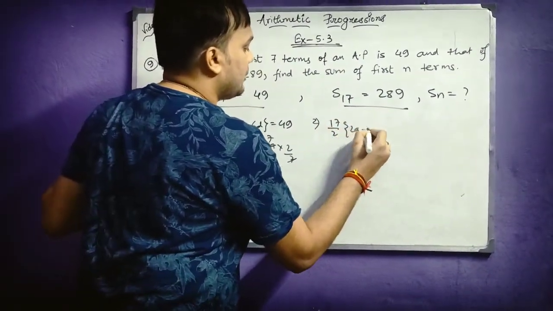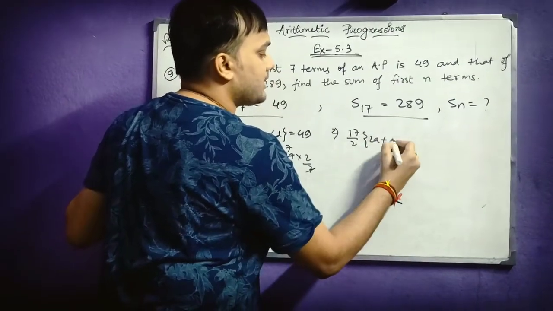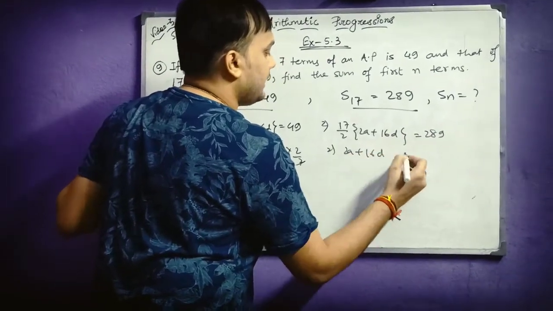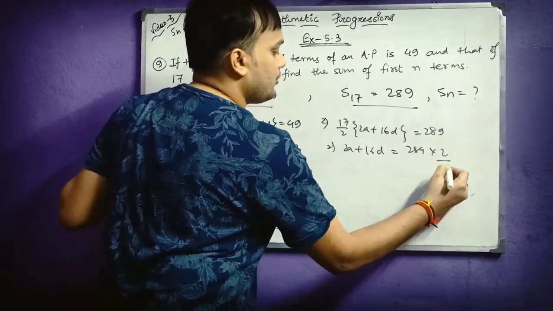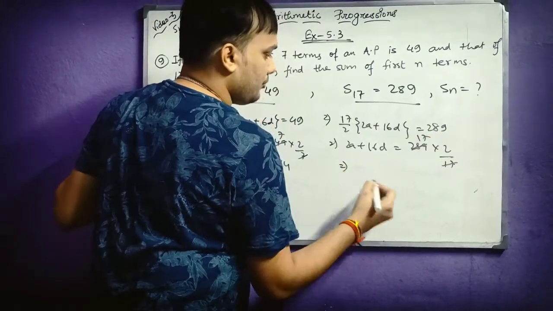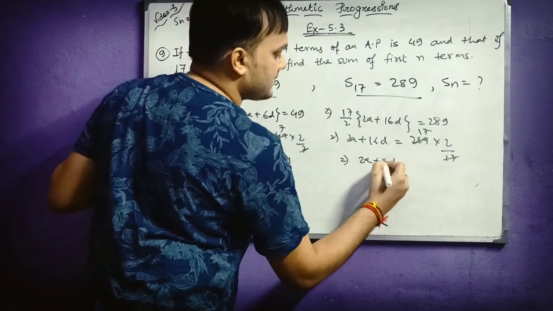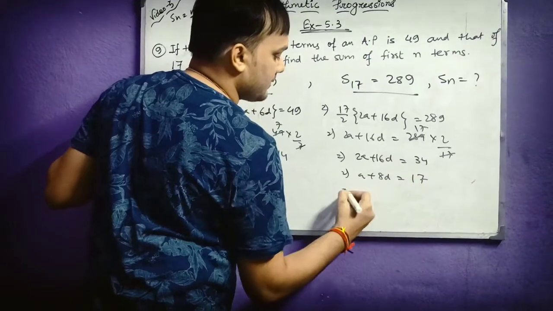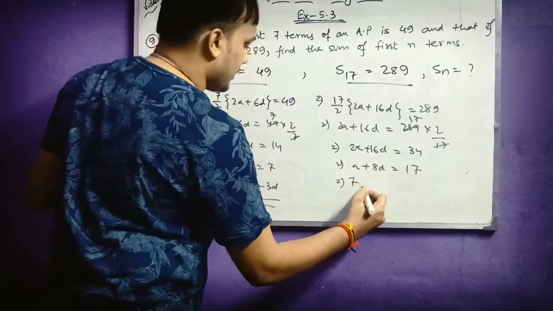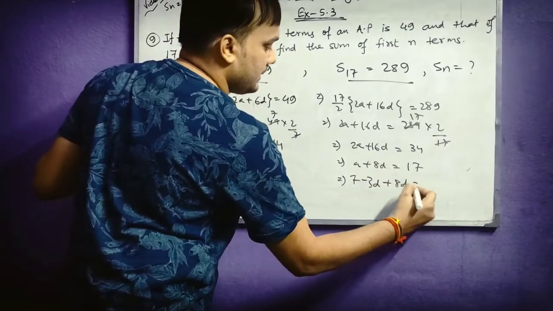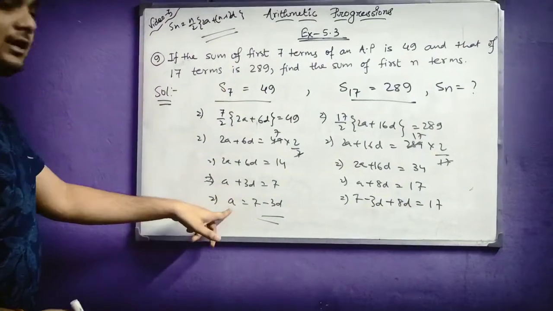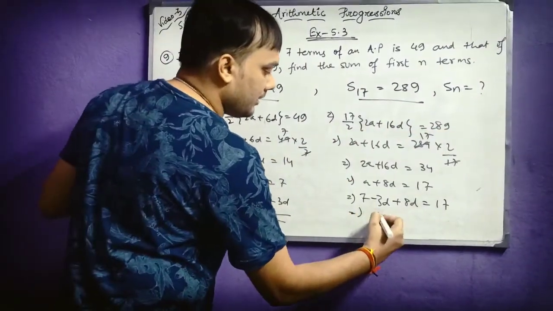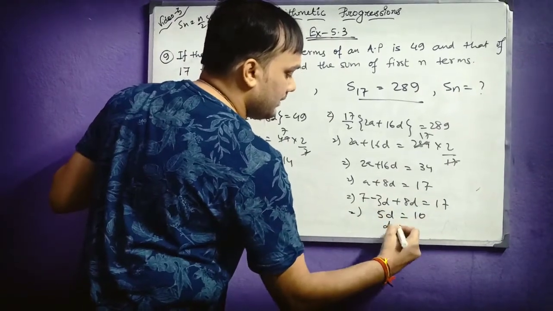Let us solve the other one according to the formula only. 17 by 2 into 2a plus 17 minus 1, that is 16d, is equal to 289. 2a plus 16d equals 289 into 2 by 17. 17 17s are 289. So it will be 2a plus 16d equals 34. A plus 8d equals 17. Now put the value of a here. This is called the substitution method: getting one variable from the first equation and putting it into the other. So we get here 5d equals 10, d equals 2.